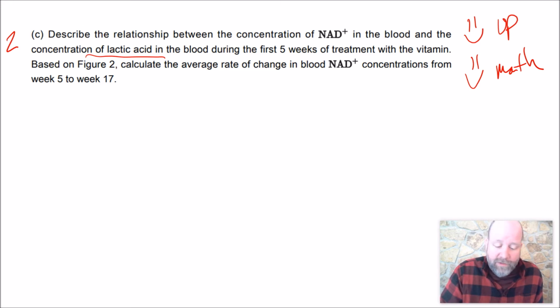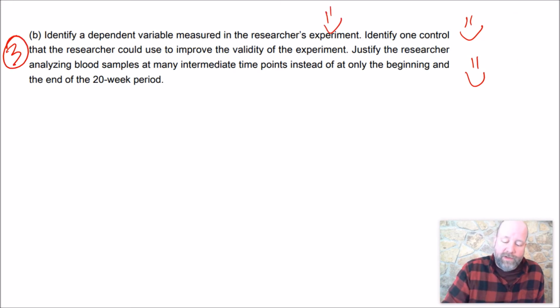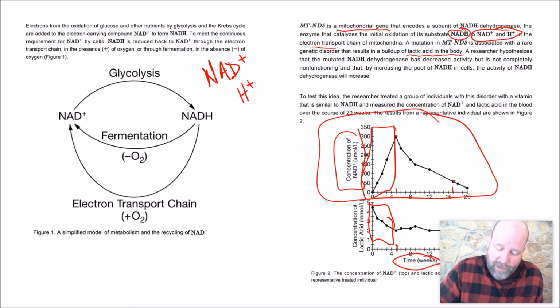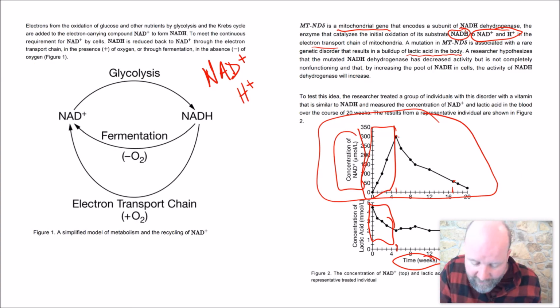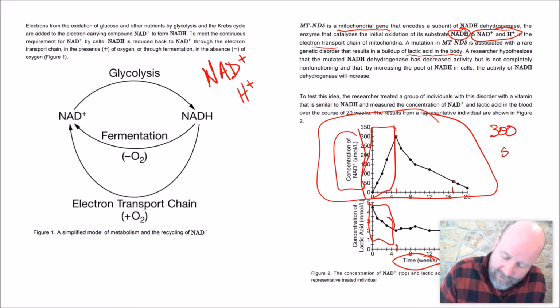Based on figure 2, calculate the average rate of change in blood NAD plus concentrations from week 5 to week 17. So week 5, we have, again, it looks like about 300. And week 17, it looks like it's about 50. So that's 250 in 12 weeks.